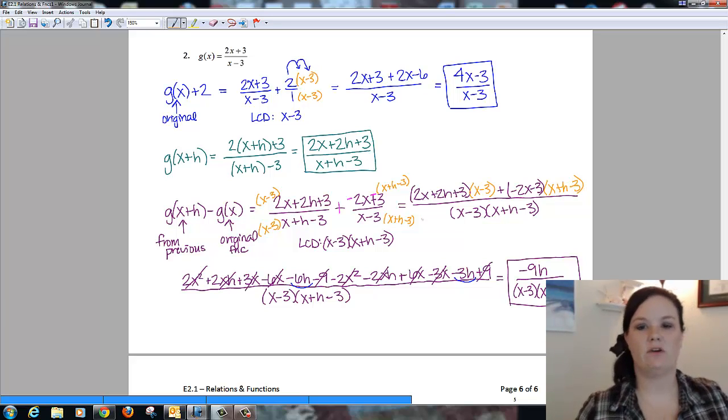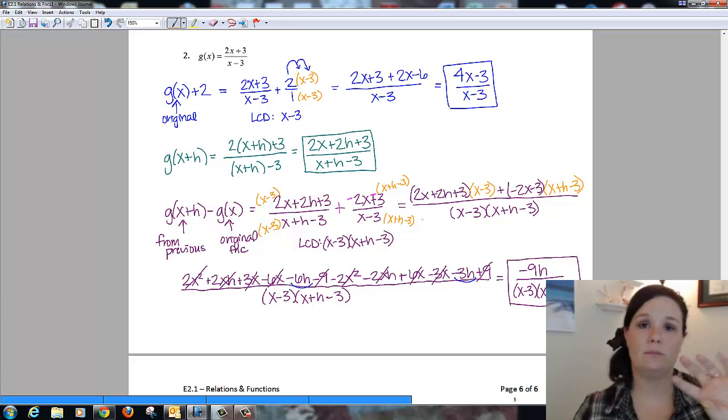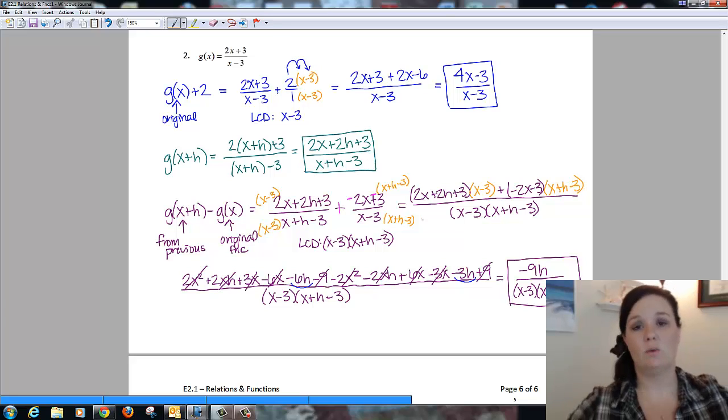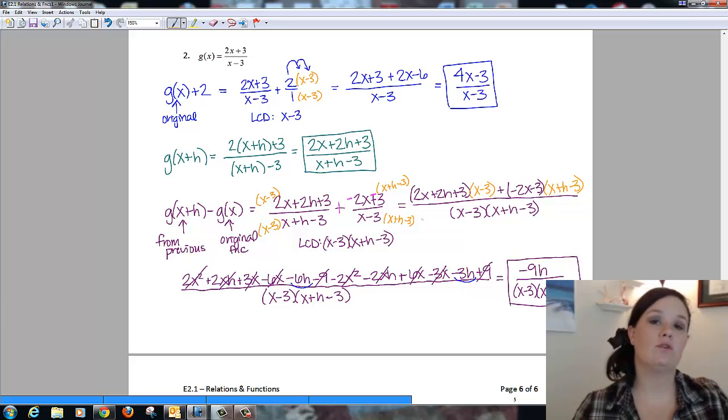So on top we have our original numerator times the denominator piece it was missing, plus our second term's numerator times the denominator piece it was missing. And then we just FOIL everything out. When we FOIL out that long mess, everything cancels except for a negative 6h and a negative 3h, which gives us negative 9h over our least common denominator, which was x minus 3 and x plus h minus 3.